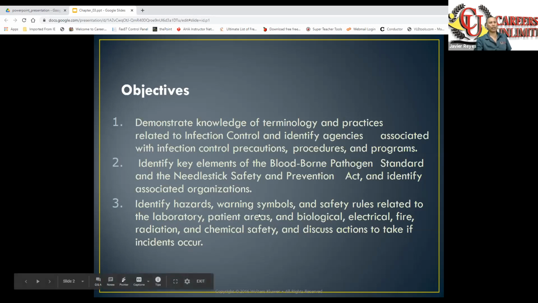We're going to discuss some elements about bloodborne pathogens, what they are, what the government has done to help protect you as much as they can from these bloodborne pathogens, and some of the things they expect employers to provide for you so that the risk of you getting a bloodborne pathogen is at its minimum level. There are some signs and symbols that you also need to be familiar with so that you can know what you are getting into as far as hazards are concerned.